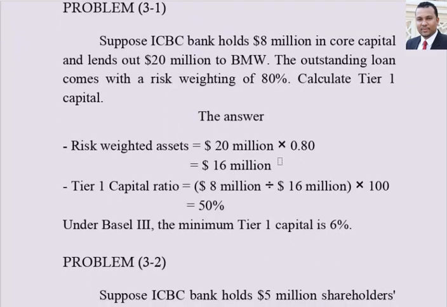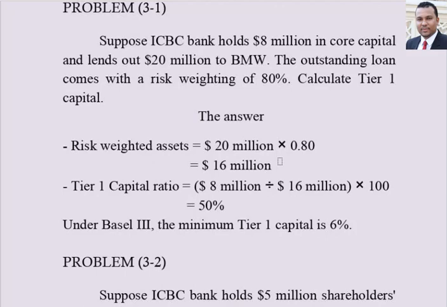Suppose ICBC Bank holds 8 million in core capital. Okay, this is the core capital, maybe the share value, shares, retained earnings, and so on, and lends out 20 million to BMW. So this is the loan, 20 million, the nominal value or the asset before risk.